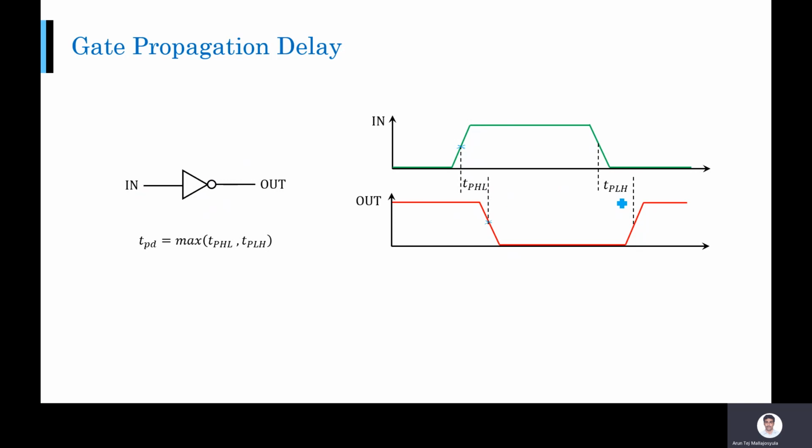These two delays need not be equal, and in many cases they won't be equal. So when you're designing your circuit, you have to look at the worst case scenario. You assume that this is the maximum value of propagation delay that can happen, and so out of these two, you define the propagation delay of your gate as TPD equal to the maximum of TPHL and TPLH. Whichever is the maximum value, you take that as your propagation delay.